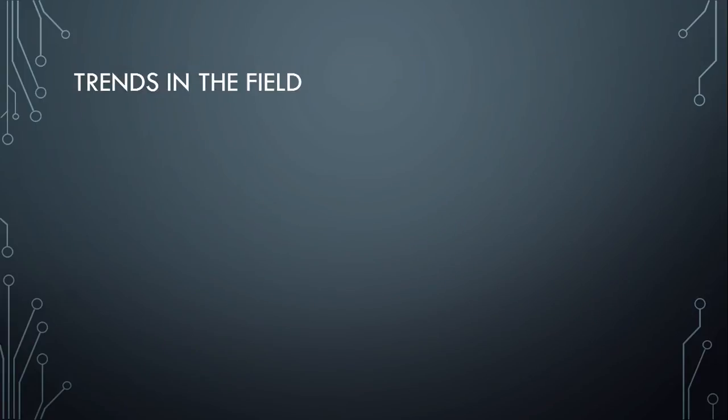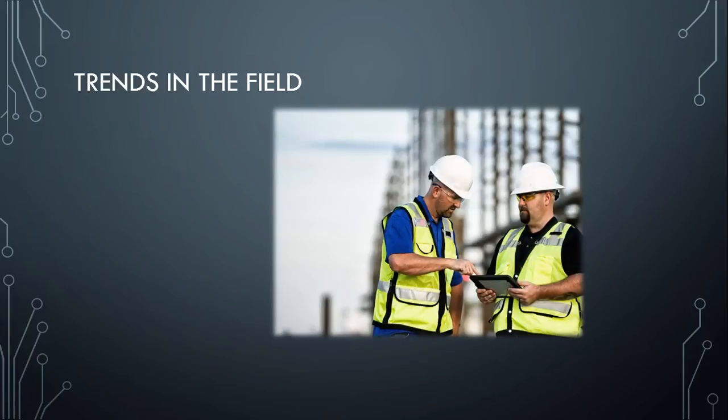So let's take a look at trends that we're seeing in the field. When we're looking at trends in the field, especially with apprenticeship, the use of electronic devices like cell phones is restricted on job sites for safety and security. But to combat that, we're also seeing that supervisors are more likely to use technology like tablets and smartphones for management tasks.